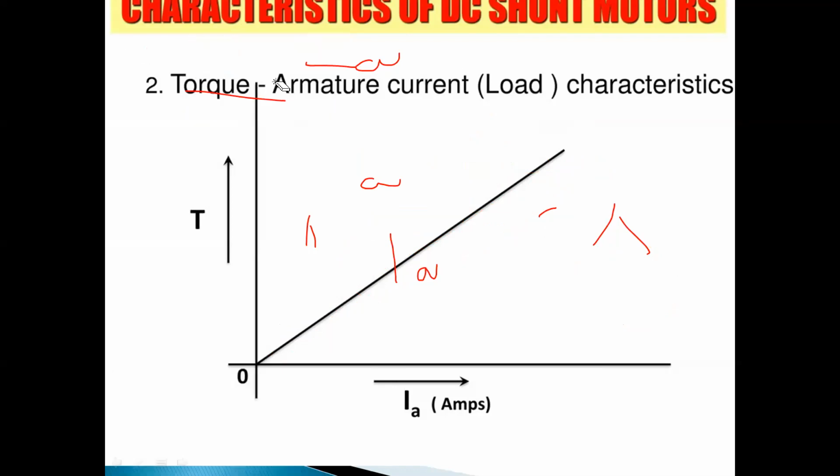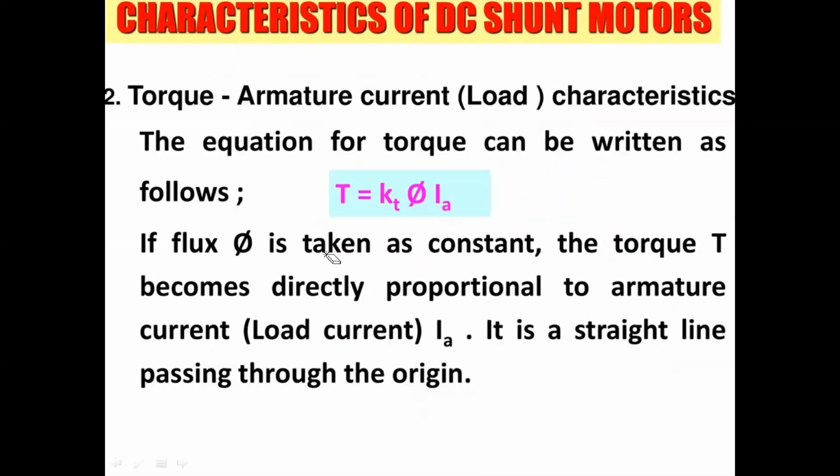So these are the torque-armature current characteristics of the shunt motor. The general equation for the torque can be written as torque is proportional to flux and armature current. For a shunt motor, this flux is constant. That means torque is proportional to only armature current.